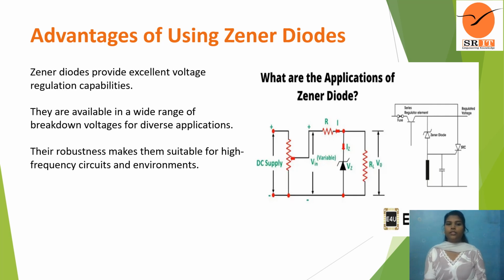And what are the applications of Zener diodes? Here we see the circuit diagram. In this circuit diagram, we see the DC supply is connected to the resistor and connected to the variable load RL. This is the circuit diagram of an application of the Zener diode.